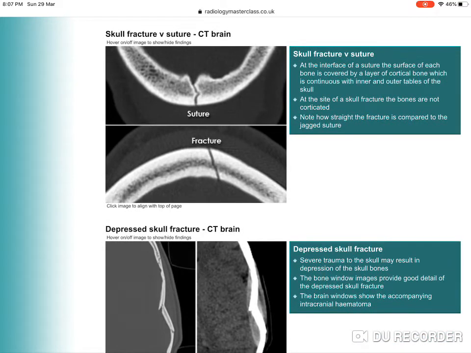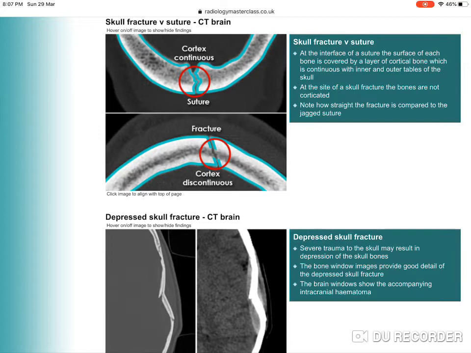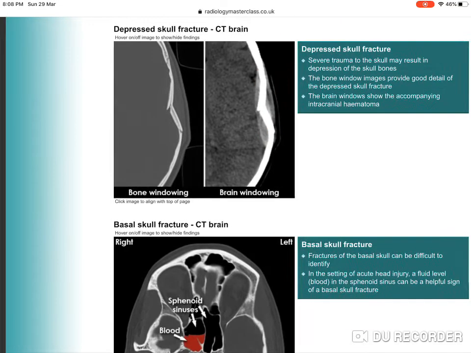Skull fracture versus suture. At the interface of a suture, the surface of each bone is covered by a layer of cortical bone which is continuous with inner and outer tables of the skull. At the site of a skull fracture, the bones are not corrugated. Note how straight the fracture is compared to the jagged suture.